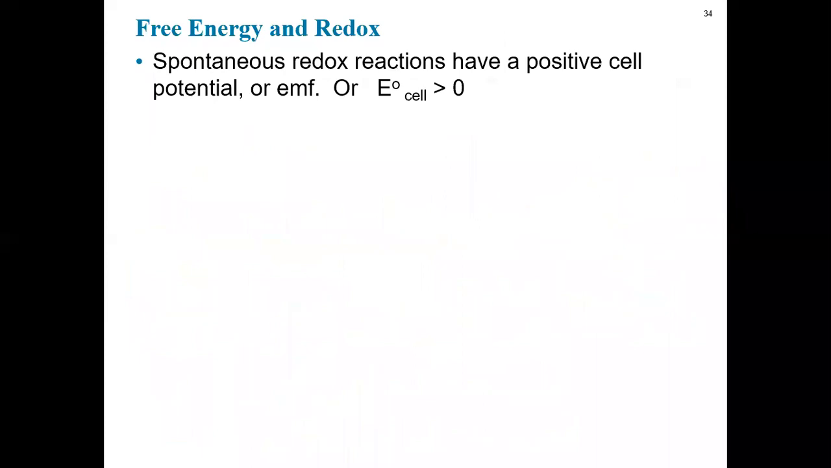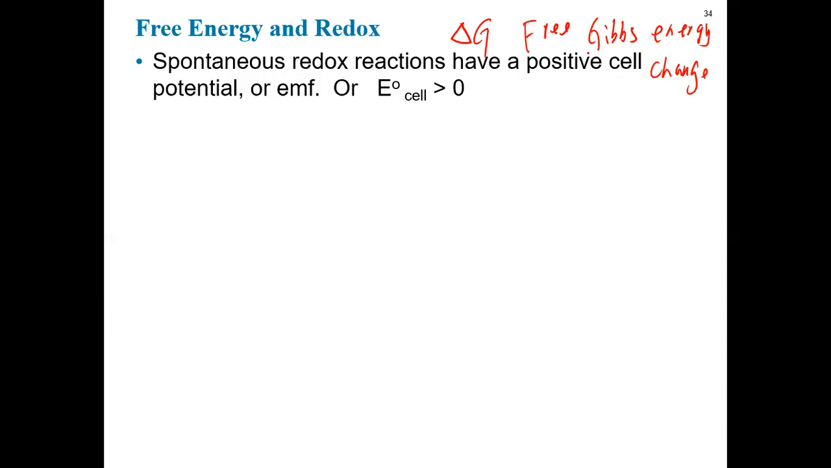Okay, so next we are going to learn how to relate the E cell to the free energy change. In the last chapter, we learned that delta G is the Gibbs free energy change. Gibbs was a chemist a long time ago at the University of Johns Hopkins in Baltimore.